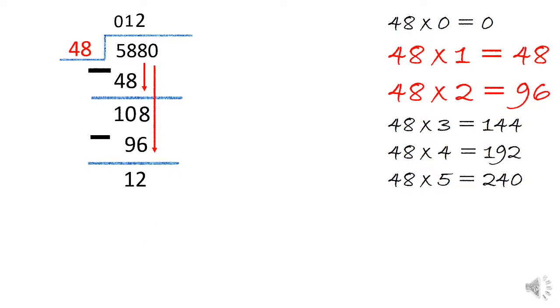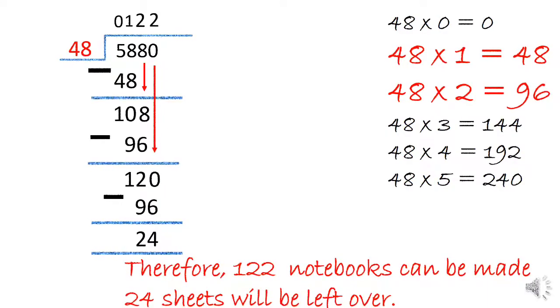Again bring down the next digit. So it is 0. It comes to 120. Again see the table of 48. So again 48 2s are 96, which is the number nearer to 120. So 2 we will write at the quotient place, 96 down. Again do the subtraction work and it comes to 24. Now there is no more digit to bring down. That means our division is over. So now the quotient is the answer and the remainder is the sheets left over. Therefore, 122 notebooks can be made and 24 sheets will be left over.